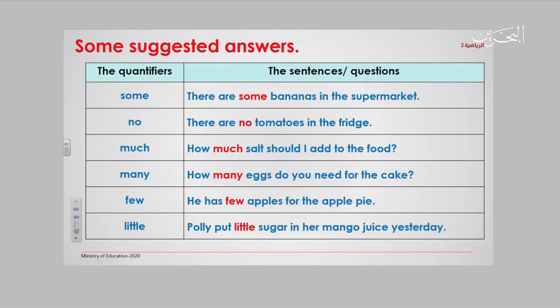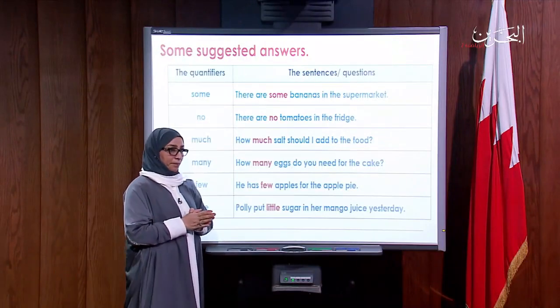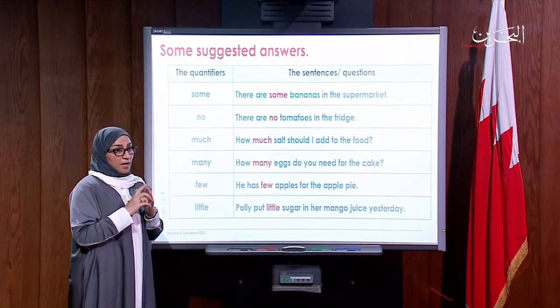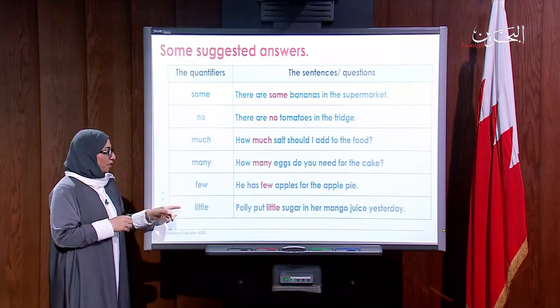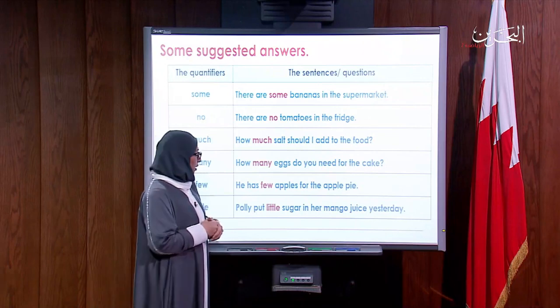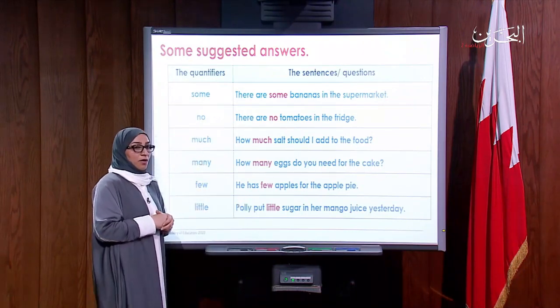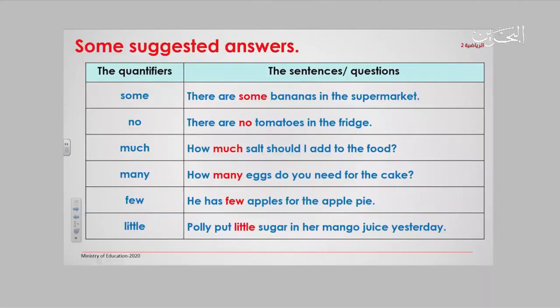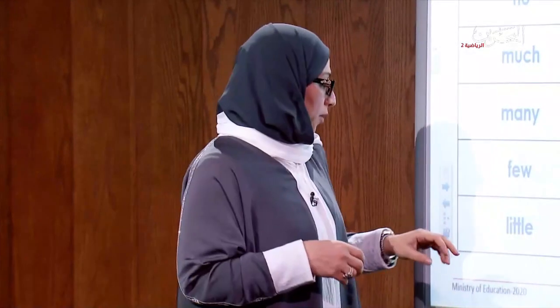Many. How many eggs do you need for the cake? Again, eggs are countable. That's why we used many. Few. He has a few apples for the apple pie. Few, I use it only with countable. And if it's uncountable, I use little. Polly put little sugar in her mango juice yesterday. These are some suggested answers, and I want you to practice more using or writing sentences with quantifiers.